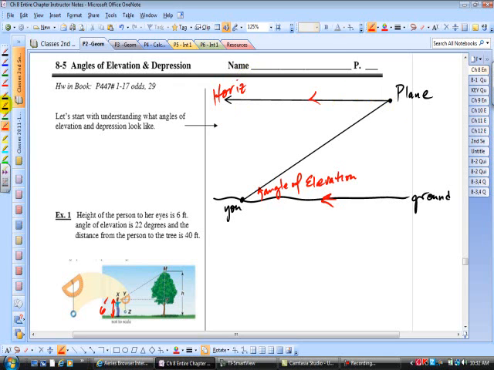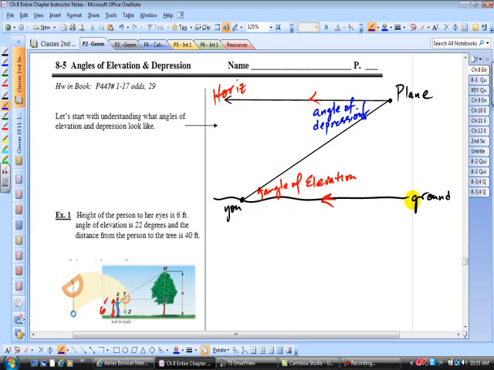The angle between the horizon line and if you were the pilot looking down at the person on the ground here, that's called the angle of depression. Say angle of depression. So one angle is formed by looking down from the horizontal, and the other angle is formed by looking up from the horizontal, in this case the ground.